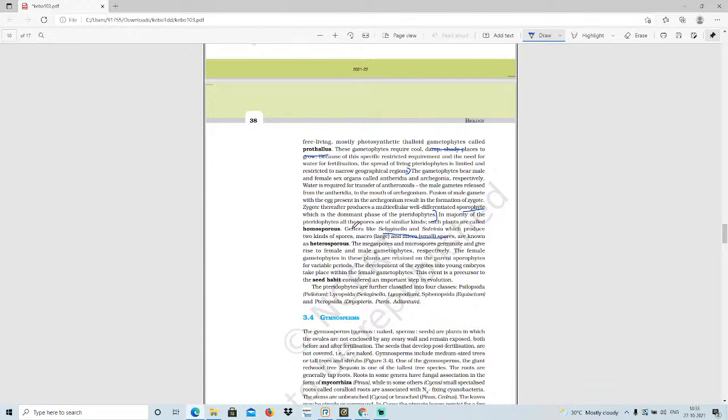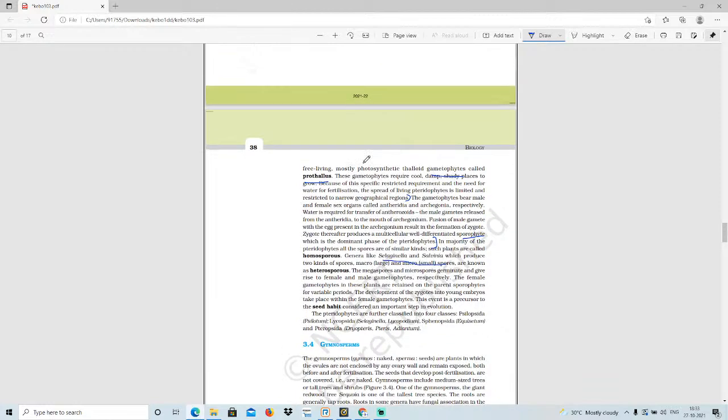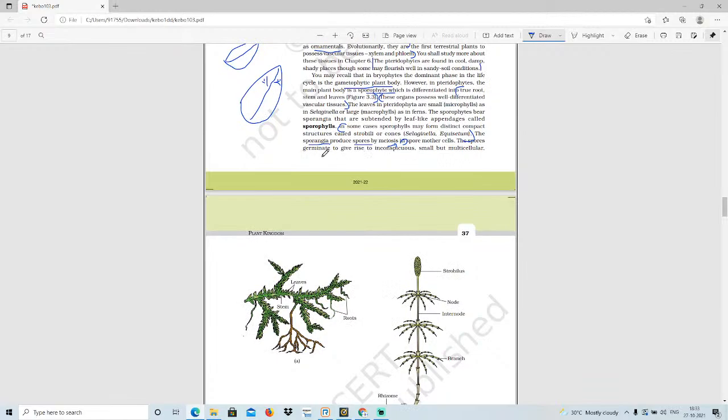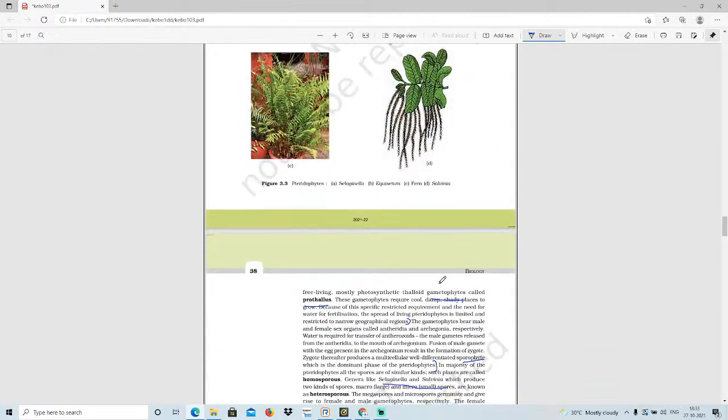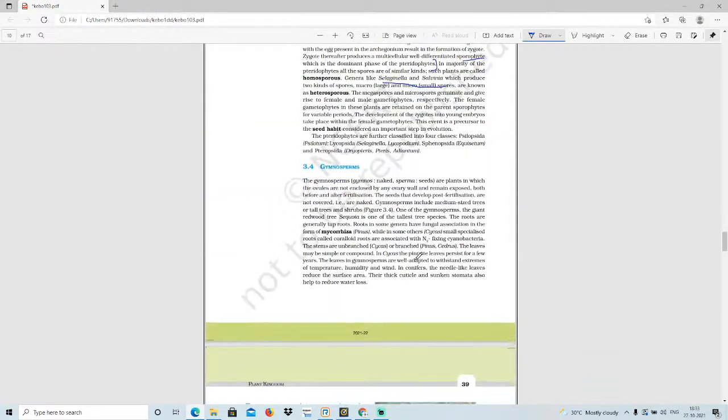Now we will come back again, we will read this once again. So genera like Selaginella and Salvinia produce two kinds of spores. It's very simple, macro and micro. So that's why Selaginella and Salvinia were called heterosporus. So the megaspores and microspores germinate and give rise to female and male. We know that the spores germinate and give rise to gametophytes, right? So that's what we read here. The spores germinate and give rise to gametophytes. Okay, so that's very clear.